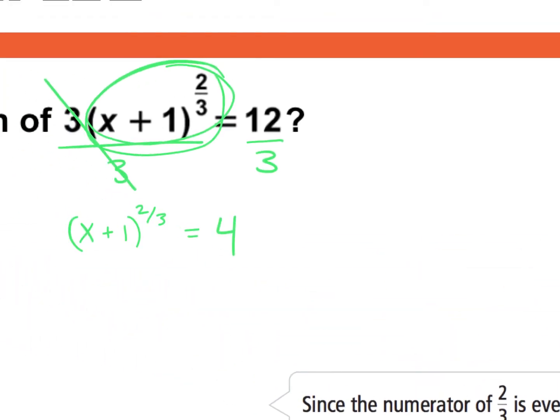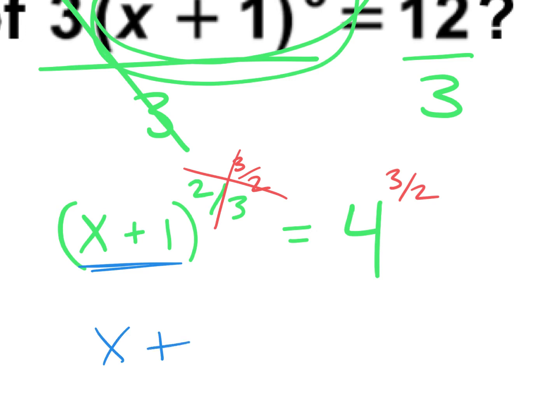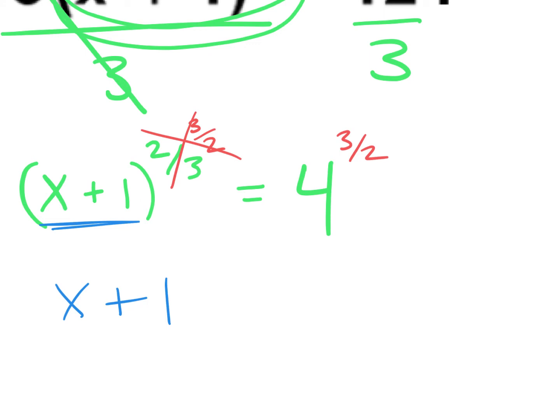So what is the flip of 2/3? 3/2. Whatever we do on one side, we have to do on the other. The flip cancels it out on the left side. So we're just left with whatever's on the inside, which is x plus 1. Now over here, on the right side of our equation, we have to figure out what 4 to the 2/3 power is.